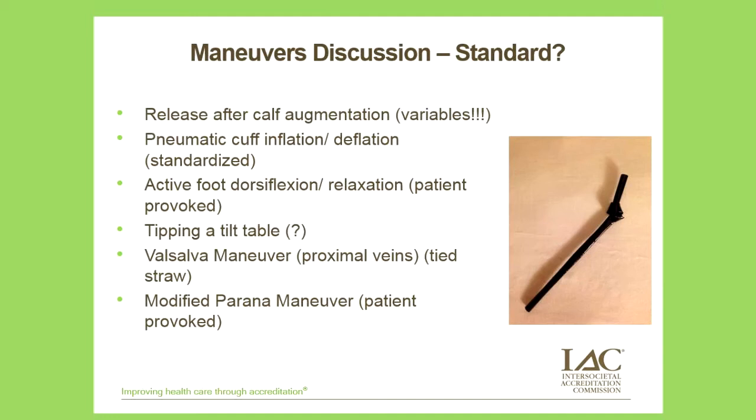Now the Valsalva maneuver, and I show a picture here of a straw that is tied in a knot. I know Valsalva is sometimes difficult to explain to a patient, but if you have a box of straws left over from old vein mapping days, you can just take one of those, give a new straw to each patient, have them tie it in a knot and blow through that. And that is an easy way to standardize the Valsalva maneuver.